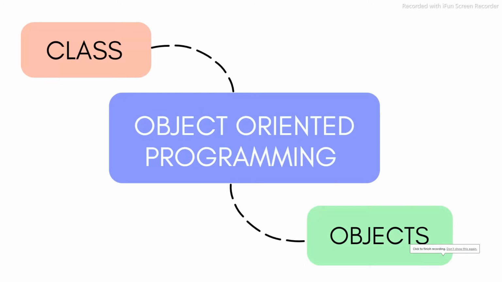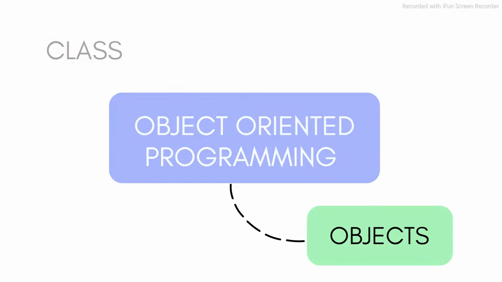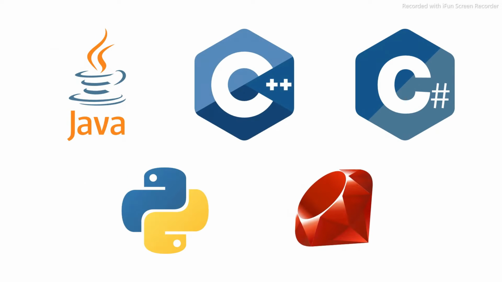Today I am going to discuss classes and objects in Python. When I say classes and objects, these are characteristics of object-oriented programming. For example, Java, C++, C Sharp, and Python are examples of object-oriented programming.